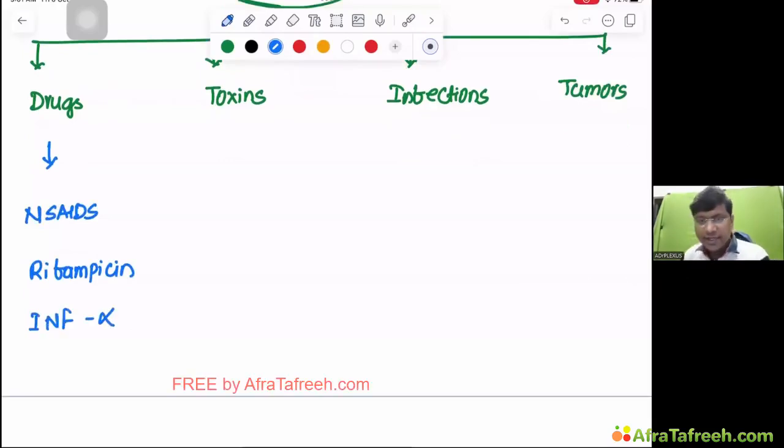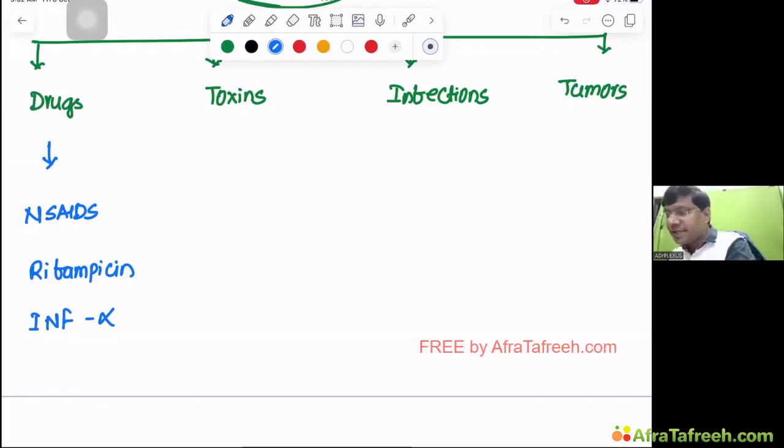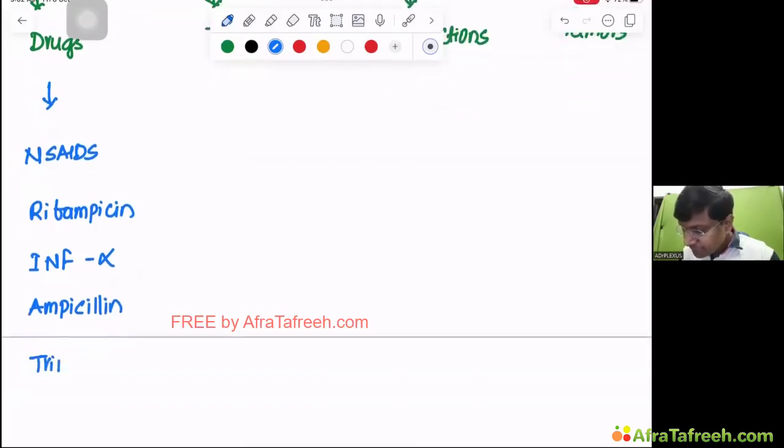Then interferon alpha. Can anyone tell me in which infections we use these interferons? Yeah, that is viral hepatitis. Right. Another important simple antibiotic that we have is ampicillin. And one more important drug which will cause minimal change disease, trimethadione.